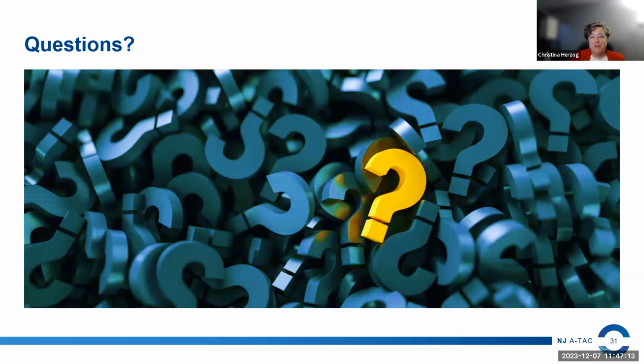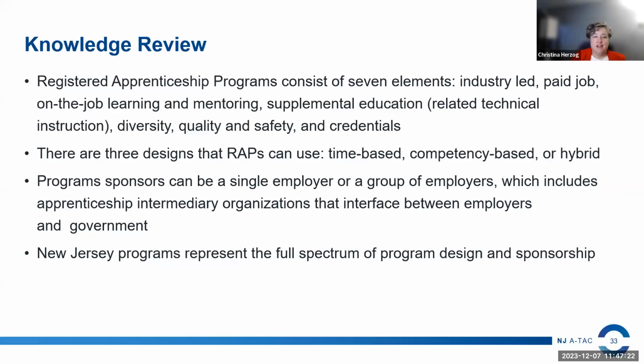Thanks so much, Michael. All right, I think we're going to wrap up our Q&A for today. Appreciate all of the questions that you have shared with us. Just walking through quickly what we covered today as I minimize a couple of other things on our screen. Registered apprenticeship programs have 7 elements. We've talked about each of those, from industry-led to being paid jobs, on-the-job mentoring and learning, supplemental education, diversity, equity, inclusion, and just a focus on the fact that this differentiates registered apprenticeship from other training programs like internships.